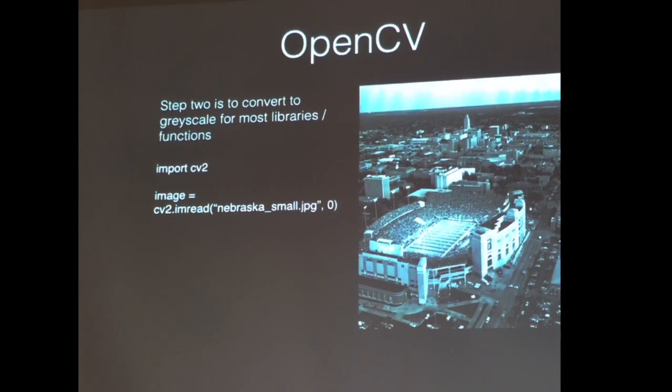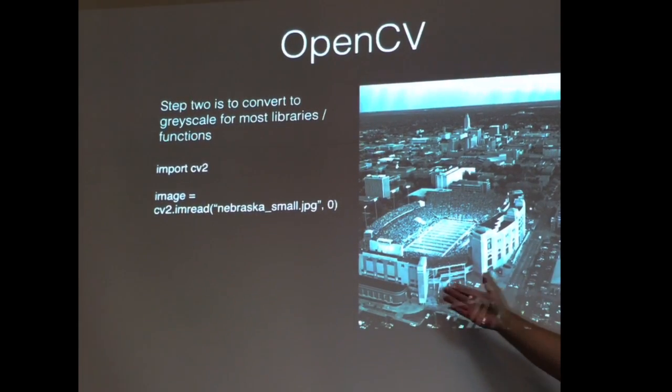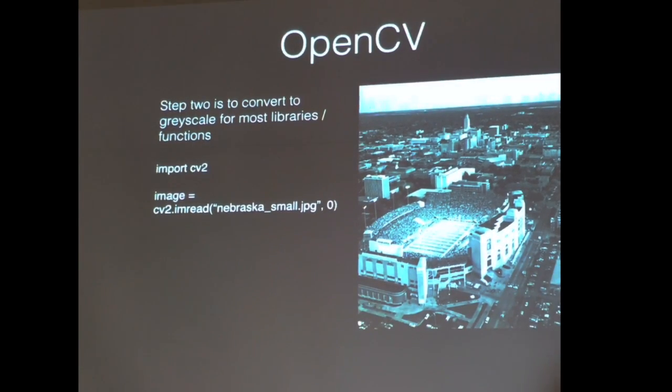Step two, convert it to grayscale. As you see the dramatic change in the code, simply adding a 0 here means grayscale. So far this is pretty easy. We've got the image, we've got it converted to grayscale. It's in a Mat file, we're ready to go.